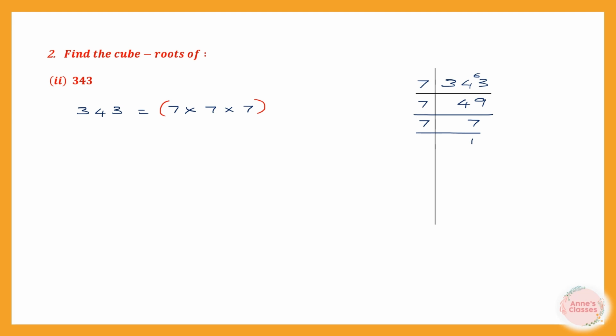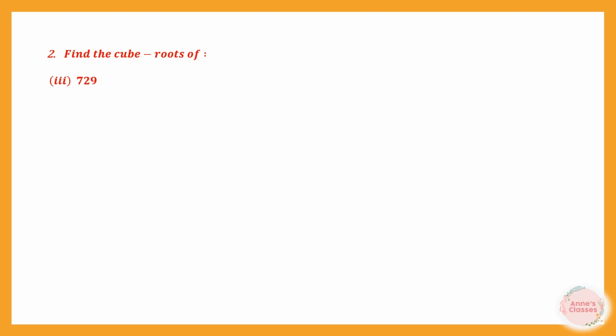Now we can find the cube root of 343 by taking 1 from this triplet, which is 7. There's only one number, so the answer itself is 7. The cube root of 343 is 7. Next one is 729. Let's find all the prime factors of 729.